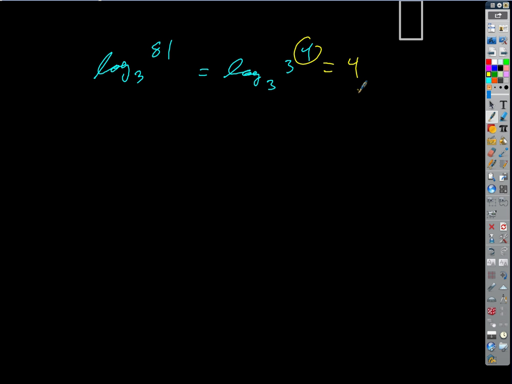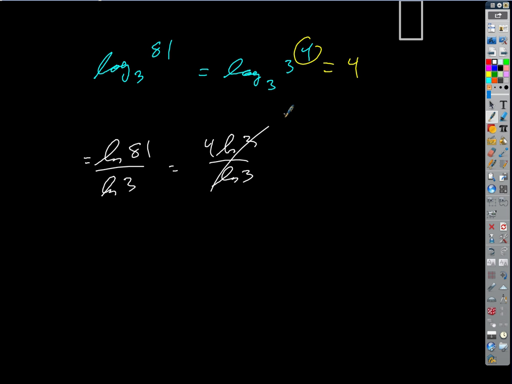Honestly, what I would probably do with this, and I'm not saying this is the smartest thing, if I just saw this on a test, I would probably just rewrite that as natural log of 81 over natural log of 3. And then I would make that 81 into a 4 ln 3, the ln 3's would cancel, right? I don't know, that's no better. That's what I would have done. So either way, we just get 4.